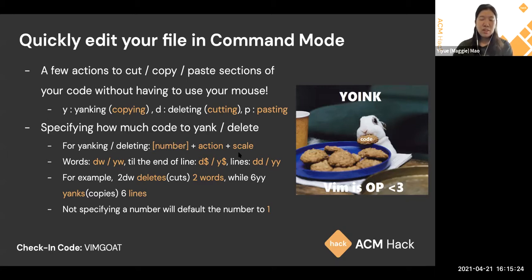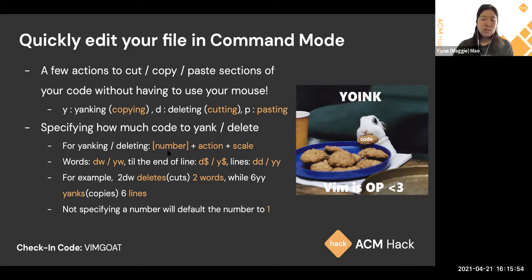And scale can really be anything. If you remember from the previous slides, W stands for word, right? So if you want to delete a word, you can just do DW. If you want to delete till the end of line, you can do $. And something about Vim is that if your unit here is lines, then all you have to do is replace the scale with the same letter as the action. So DD will help you delete a line, and YY will help you yank a line, which is copying.